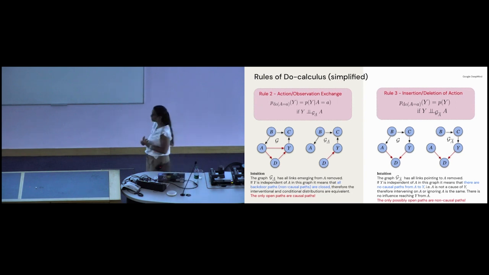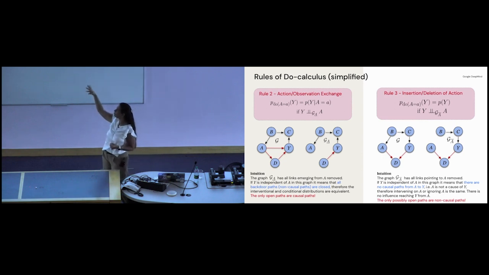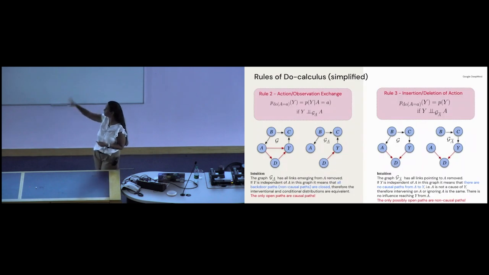In the first case, the second rule allows you to exchange action with observation. So it allows you to write an interventional distribution, P of y given do of A, as a conditional observational distribution. And the rule tells you that you can write this equivalence if y is independent of A in this graph where you have the outgoing edges from A removed. So G underline A means that you remove the outgoing edges from A. You see on the left the graph, and on the right the graph G underline A.